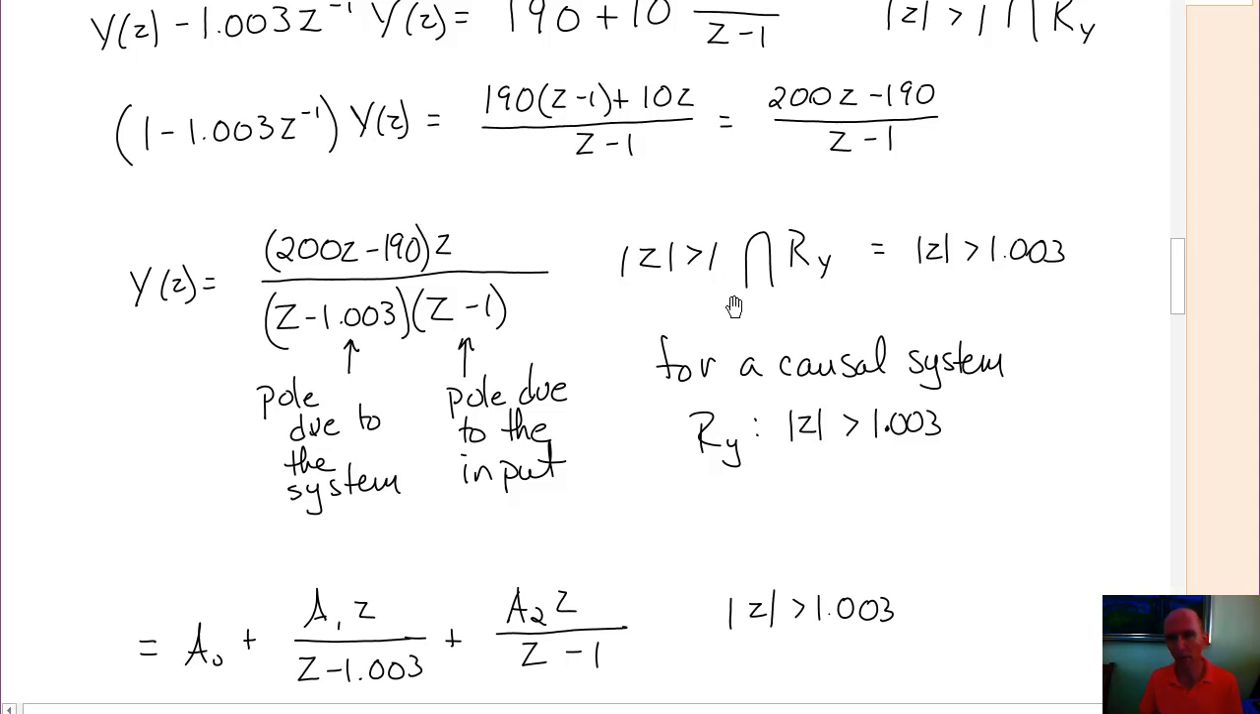Of course, we have to look at the region of convergence to know how to take the inverse z transforms. The region of convergence of X of z is z greater than 1, and R of Y. Now R of Y, we'll look at this later on in more detail, but for now, if a system is causal, which all of our systems are going to be causal, the region of convergence is greater than the pole, so it's going to be z greater than 1.003.